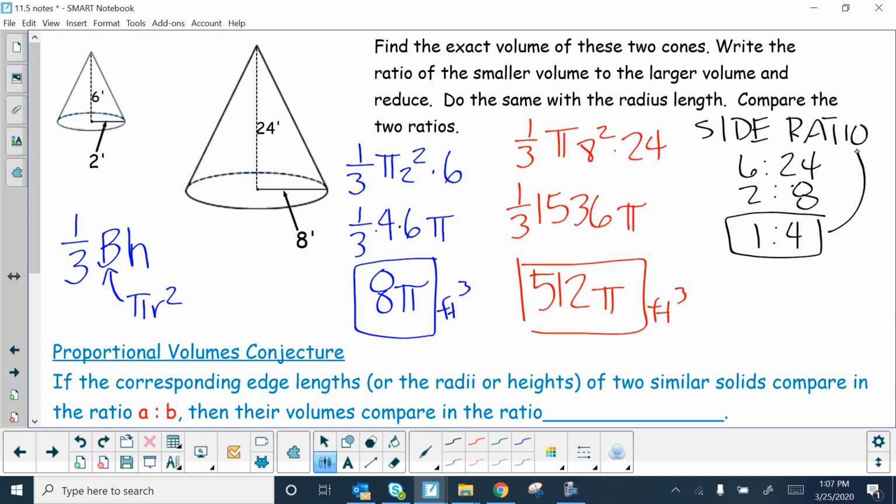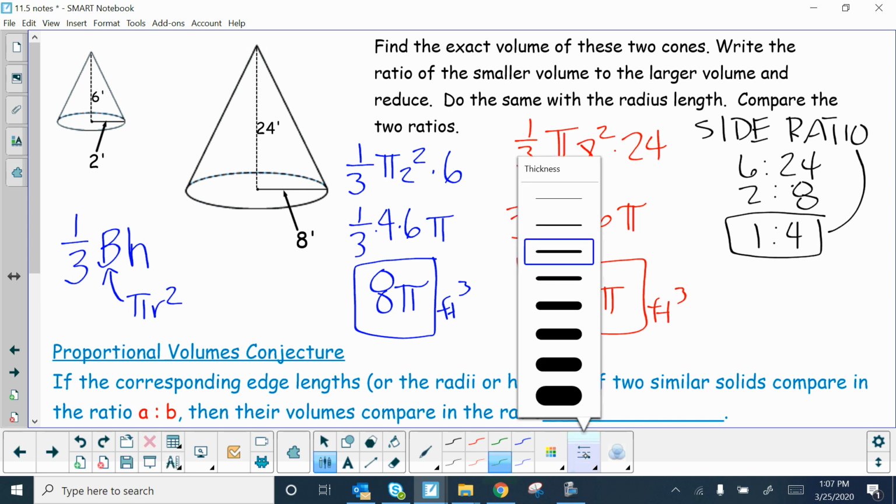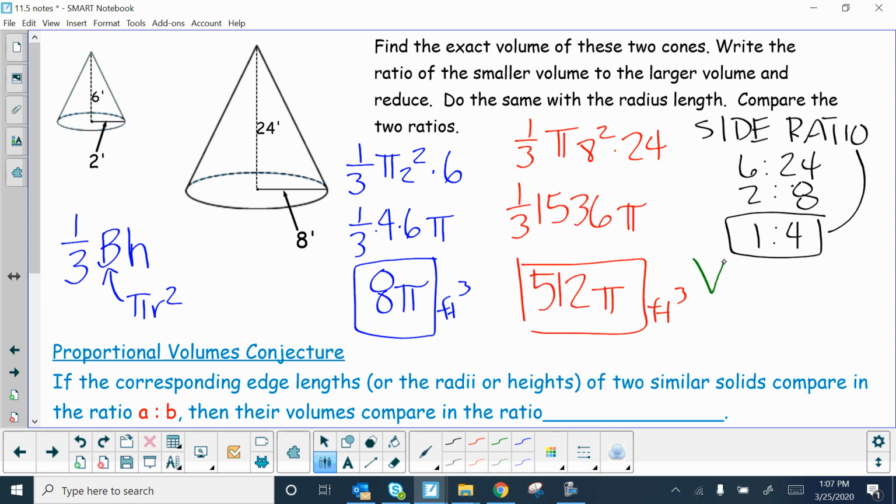What is the volume ratio? The volume ratio is 8 pi to 512 pi. Well, guess what? The pi's cancel, and I definitely believe that 512 is divisible by 8. 8 goes into 512 64 times. So the volume ratio reduces to 1 to 64.